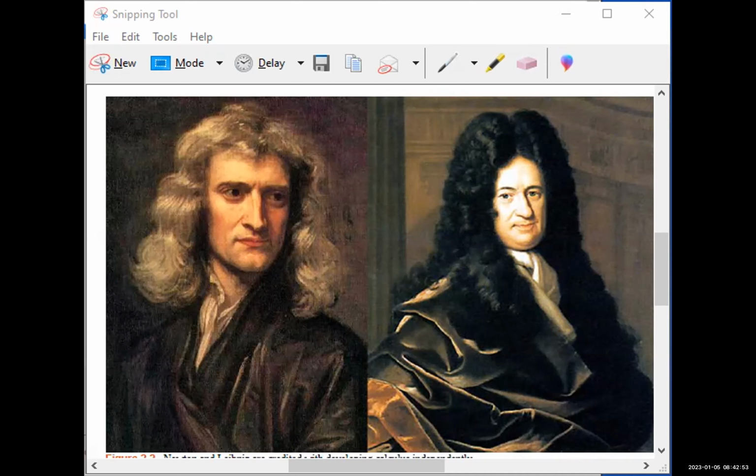And what do you think? I think the first thing you may notice is their hair. Like, what's up with their hair? Do you have to have long hair to study calculus?